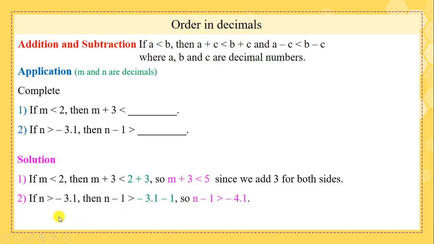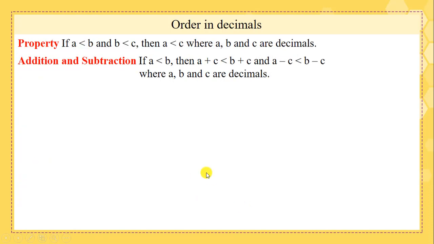Part 2. If n greater than minus 3.1, then n minus 1, so here we subtracted 1 from n. Then we have to subtract 1 also from minus 3.1. So we will have n minus 1 greater than minus 3.1 minus 1. So n minus 1 is greater than minus 4.1.